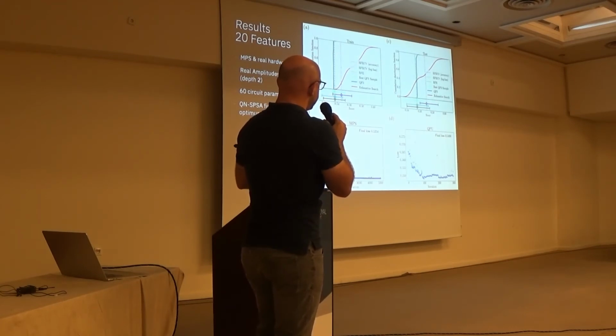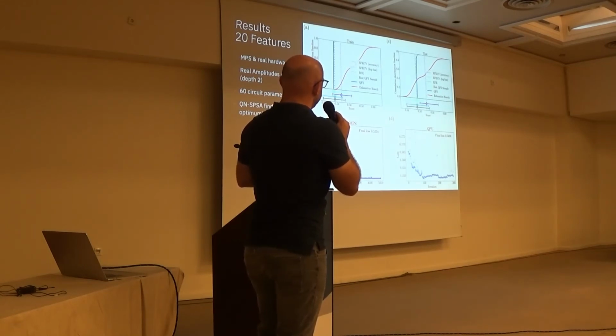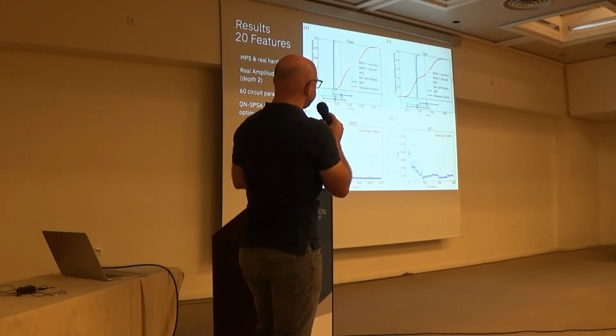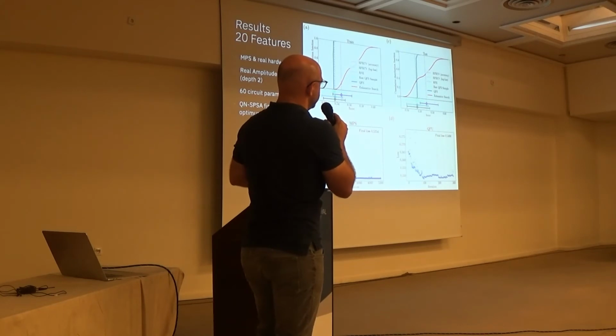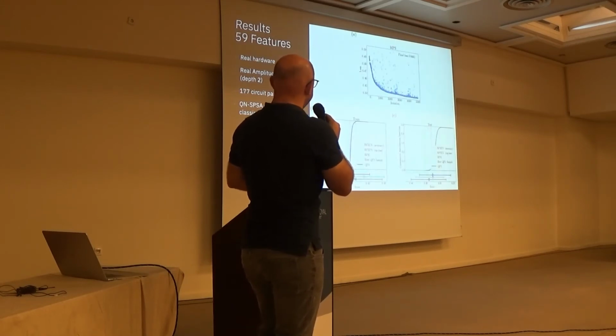And here you see the training loss. This blue line was on the real hardware. Here's the training loss using the real hardware, so it's a little bit more noisy, but it's still converging to a nice value. And here, this is on the test data, where we have more or less the same picture, but of course on the test data, the score is a bit worse. This is for 20 features. For 59 features, as I said, we only simulated, but it's also converging nicely.